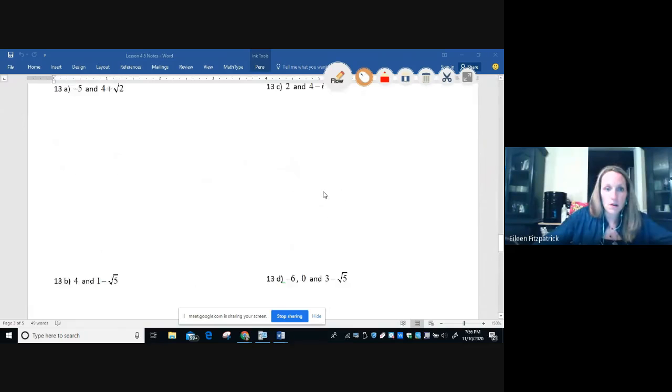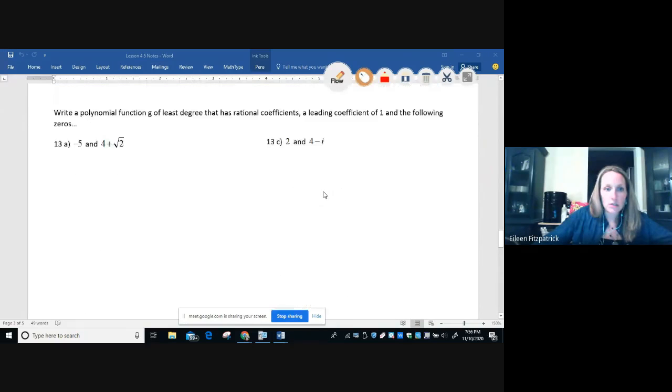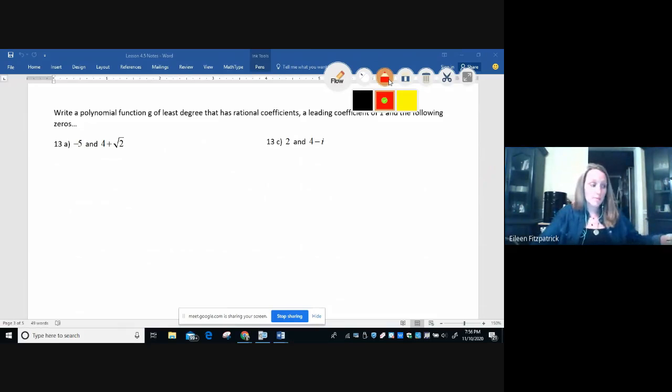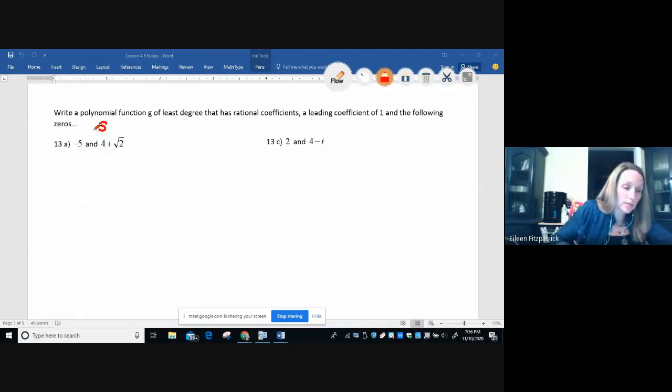Okay, so I'm probably just going to do 2 of these. It says, write a polynomial function of least degree that has rational coefficients and a leading coefficient of 1 and the following zeros. So there's a hard way of doing these problems and an easy way of doing these problems. The easy way is using what we call the sum and product rule, which is how I'm going to teach it. All right, sum and product rule.